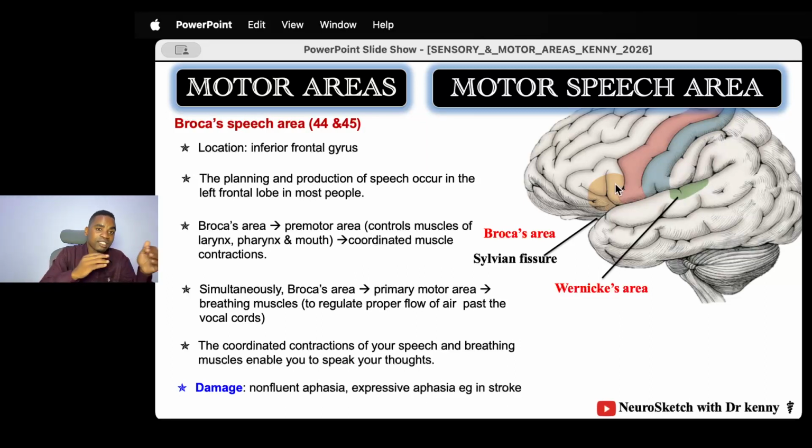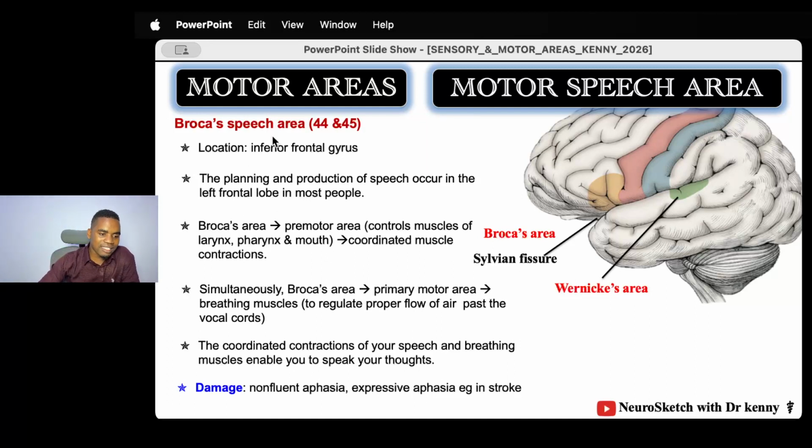But planning and the production of speech is done by the motor system. Simply, the primary auditory area receives the auditory information. The auditory association area, also called Wernicke's area, interprets that information in both written and spoken form, and Broca's speech area plans and produces speech. This is how speech is organized: you receive information, you understand what is being said, and then you reply.